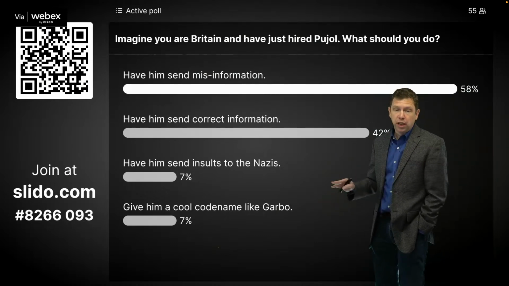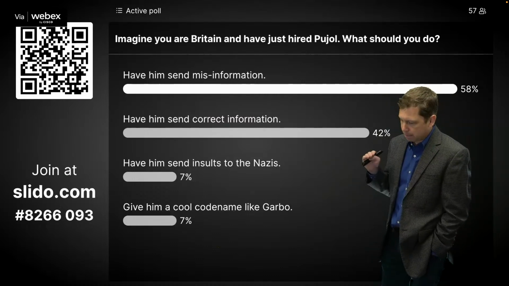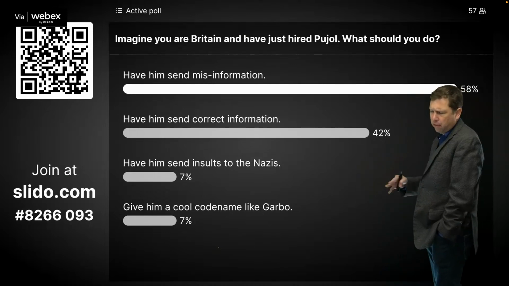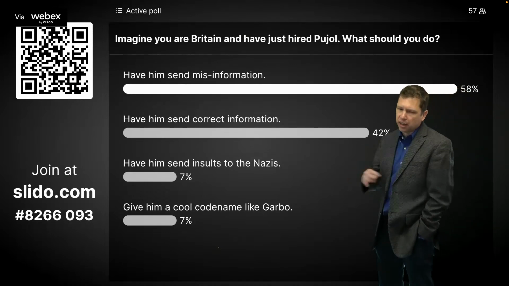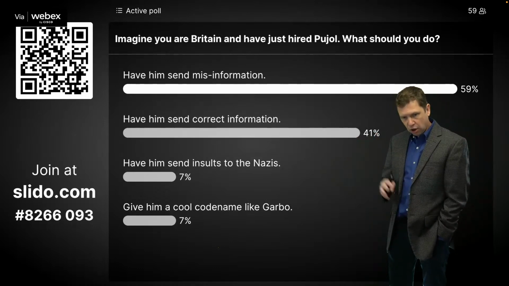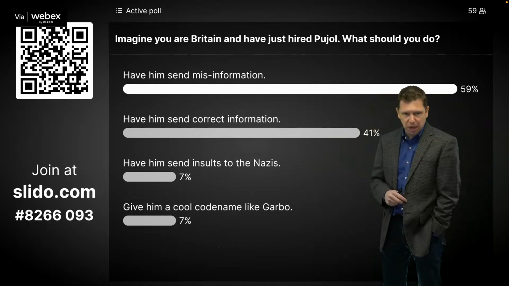They also gave him a cool name called Garbo. I think his main contribution was to give him the codename Garbo, who I think was the last name of a famous actress at the time. They said this guy's so good, he ought to be named after the greatest actress, or the greatest person doing acting around. Anyway, that was the thought behind it.